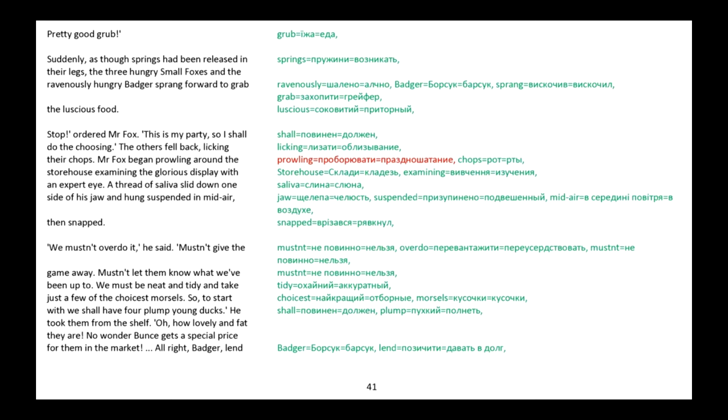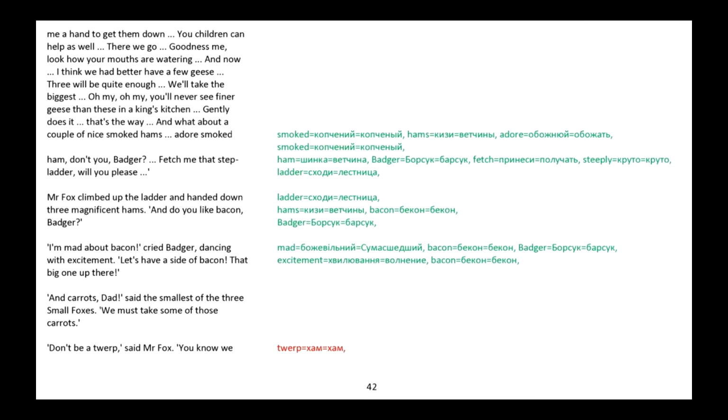Mr. Fox began prowling around the storehouse, examining the glorious display with an expert eye. A thread of saliva slid down one side of his jaw and hung suspended in midair, then snapped. "We mustn't overdo it," he said. "Mustn't give the game away. Mustn't let them know what we've been up to. We must be neat and tidy and take just a few of the choicest morsels. So, to start with, we shall have four plump young ducks." He took them from the shelf. "Oh, how lovely and fat they are. No wonder Bunce gets a special price for them in the market. All right, Badger, lend me a hand to get them down. You children help as well. There we go."